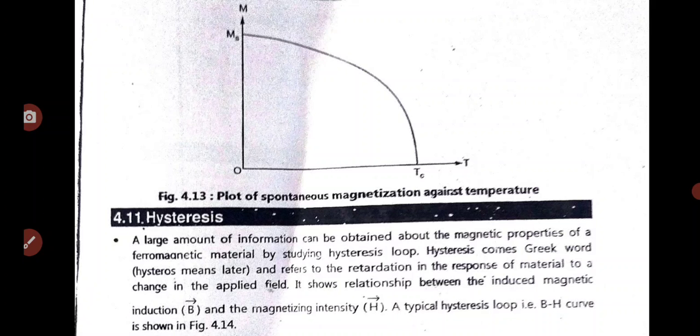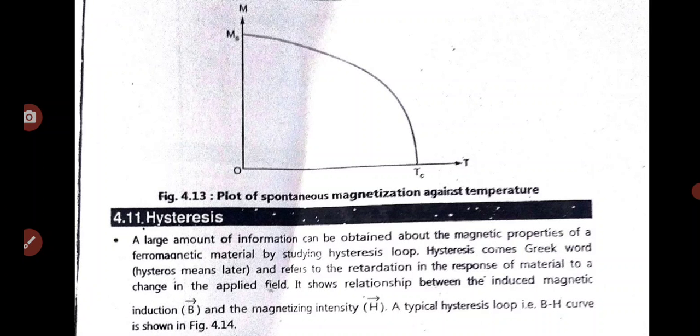So the next main point is hysteresis. Hysteresis shows the property of the material when it acts as a ferromagnet: what the field direction is, what changes in the material if we increase the external magnetic field, and what happens if we remove this external magnetic field, which is shown in the hysteresis loop. A large amount of information about the magnetic properties of a ferromagnetic material can be obtained by studying the hysteresis loop.